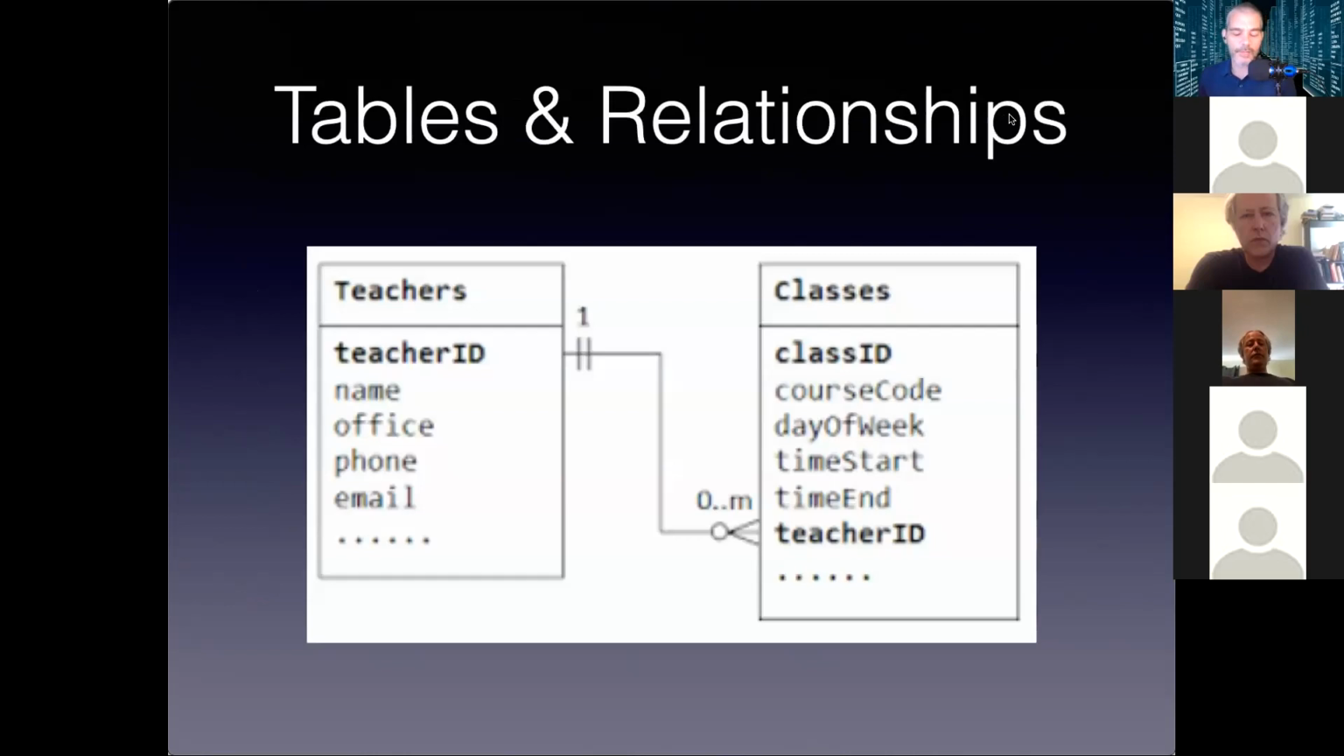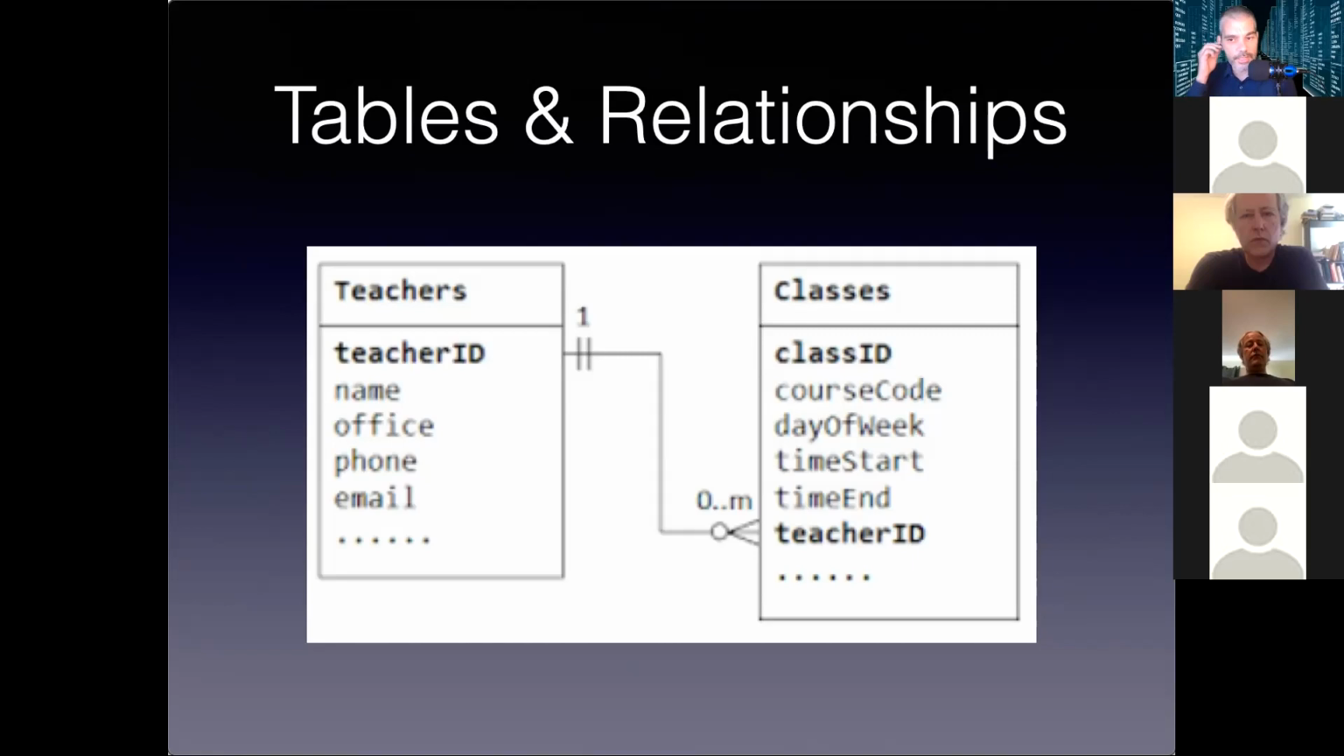Okay, so I'm going to show you a couple of examples of database tables and the relationships between them. This example shows a one-to-many relationship between teachers and the classes that they teach. So in the teacher table, we see a list there of column names. This is a pretty common way to represent database tables in design.